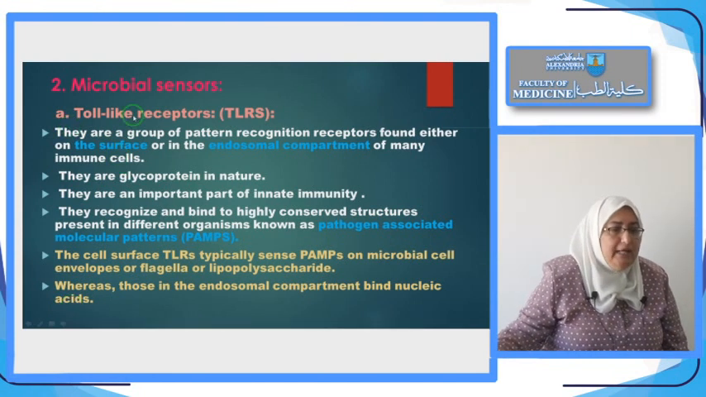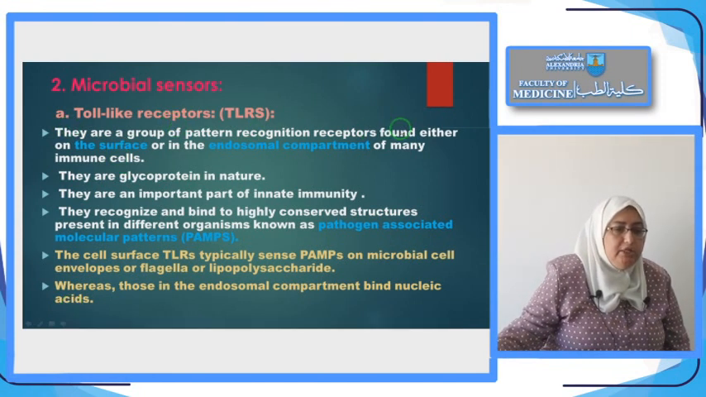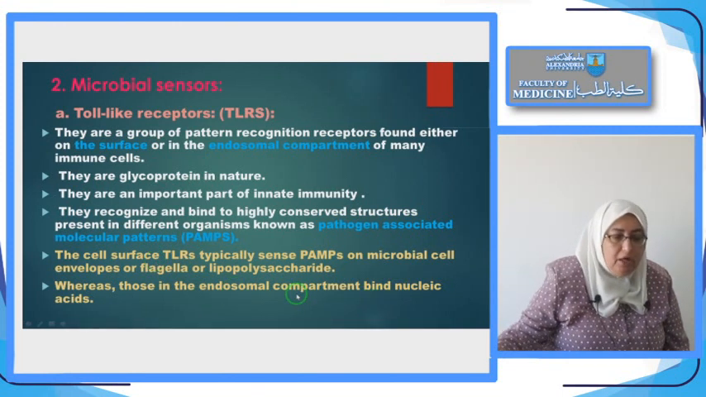So again, what are Toll-like receptors? They are pattern recognition receptors found on the surface of immune cell or endosomal compartment. They are glycoprotein in nature. They play a role in innate immunity, meaning the non-specific immunity. They recognize and bind PAMPs. What is PAMPs? Pathogen-associated molecular pattern. They are highly conserved structures in microbe. The surface part of PAMPs, the microbial cell envelope or flagella or lipopolysaccharide, binds to the surface of Toll-like receptor, while the nucleic acid of PAMPs binds to the endosomal compartment of Toll-like receptor.